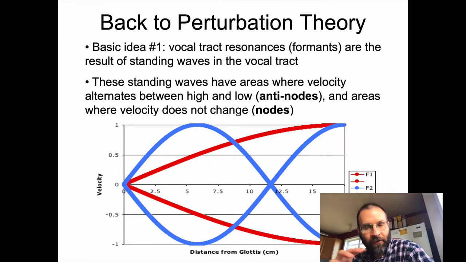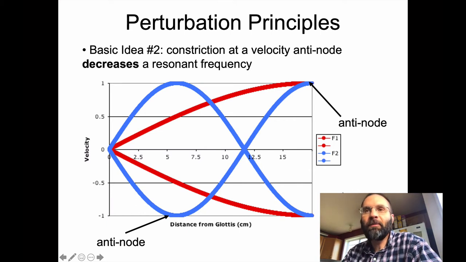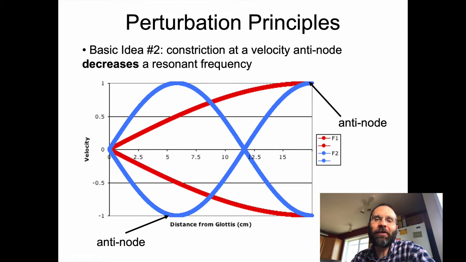That's the foundation of the resonance framework. Perturbation theory bases its predictions on what effects constrictions made along the length of the vocal tract have on particular formant frequencies. Its first principle is that if you constrict at an antinode, like at the lips, then you're going to decrease that resonant frequency. Both F1 and F2 have antinodes at the lips. If you constrict at the lips, you lower both F1 and F2, because they both have an antinode there.